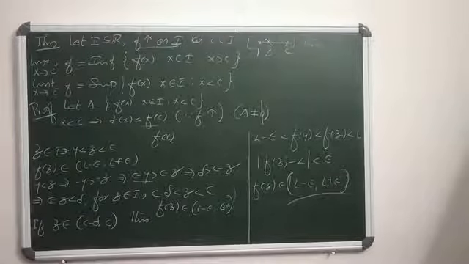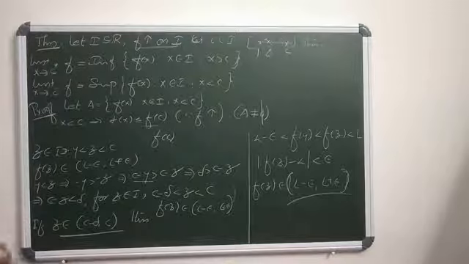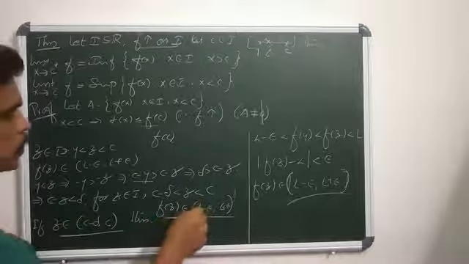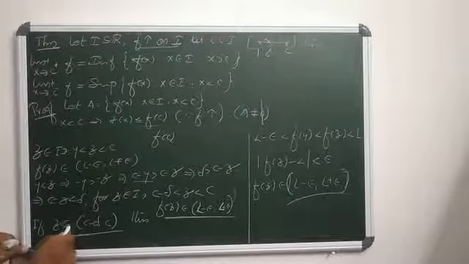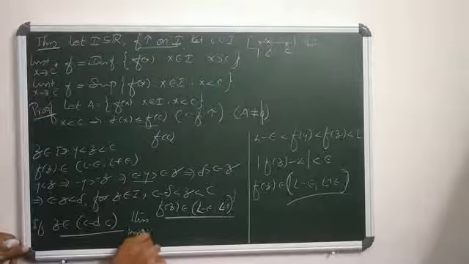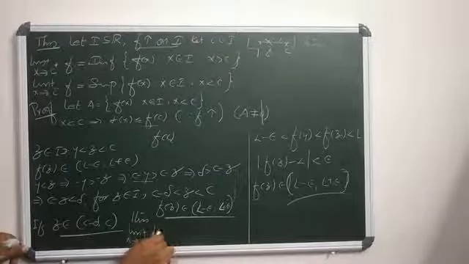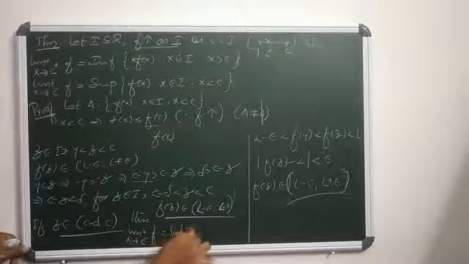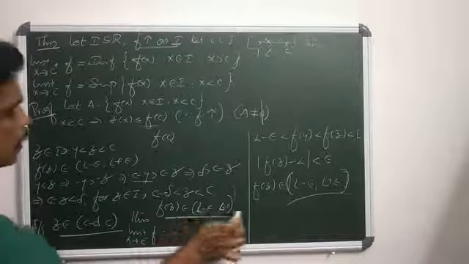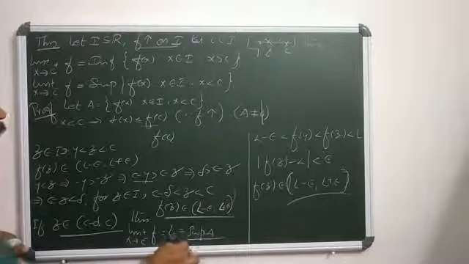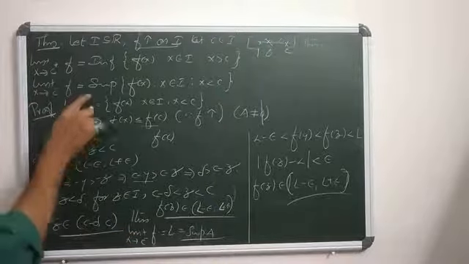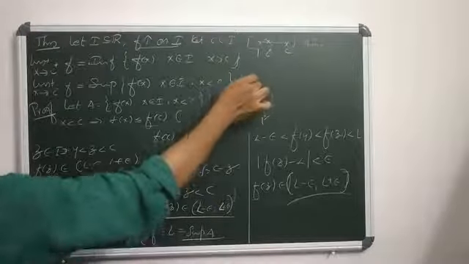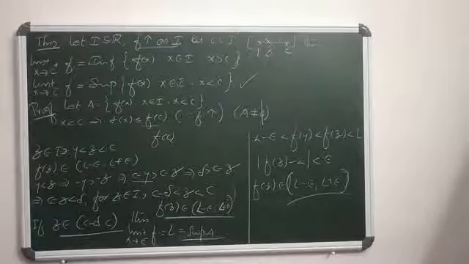If z falls in c minus delta, c, then f of z falls in L minus epsilon and L plus epsilon. That means limit x tends to c minus of f equals L, where L is the supremum of A. Therefore, limit x tends to c minus of f equals the supremum of f of x for all x in I with x less than c. Similarly, you can show that limit x tends to c plus of f equals the infimum of f of x for all x in I with x greater than c. Okay, thank you.